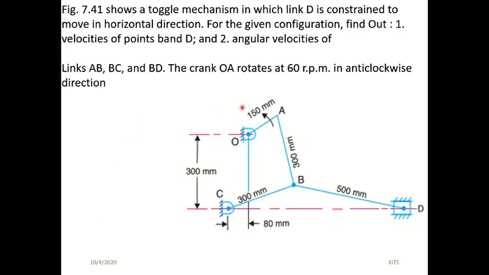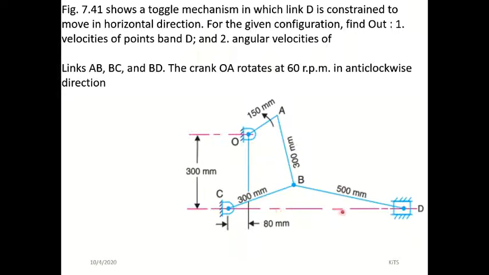First of all, we have to draw the space diagram, then only we can draw the velocity diagram. To draw the space diagram, fix particularly point C in the lower left corner of your drawing sheet, around this place. First of all, mark point C.